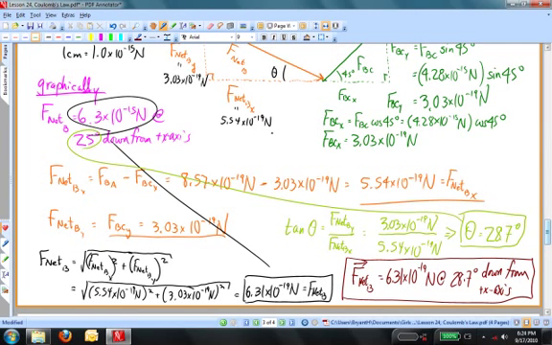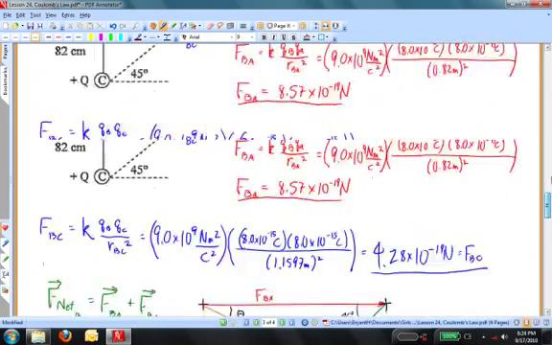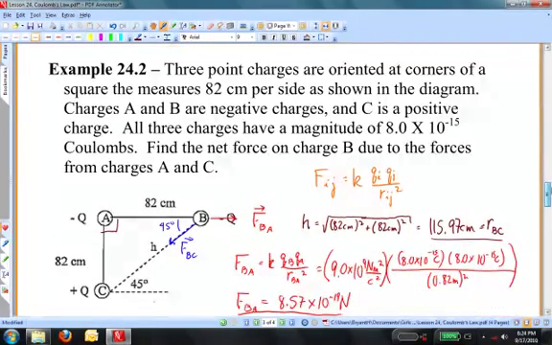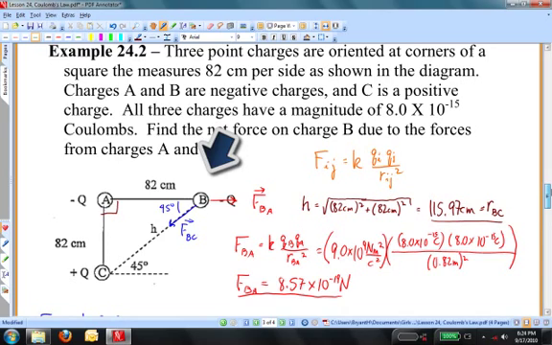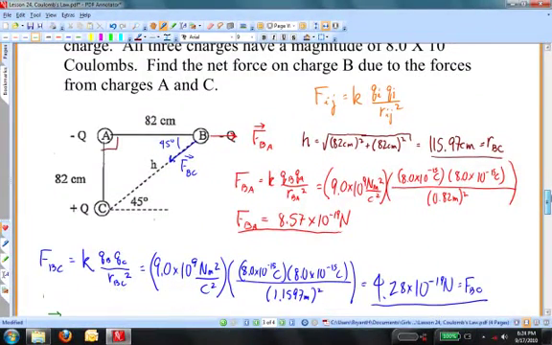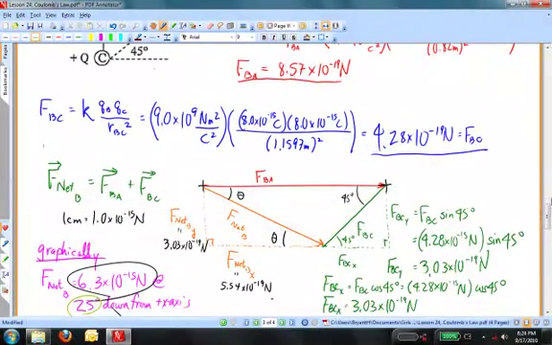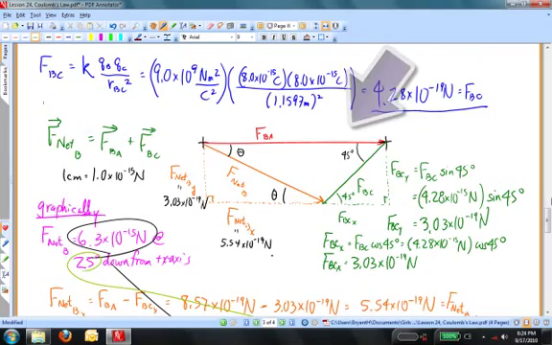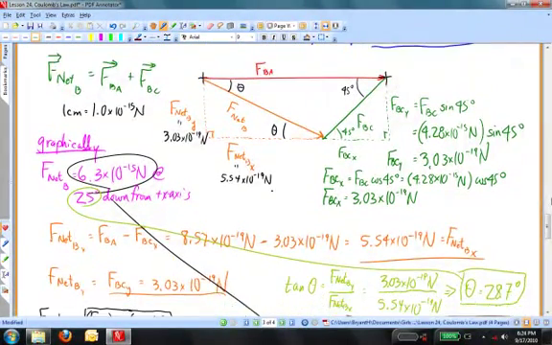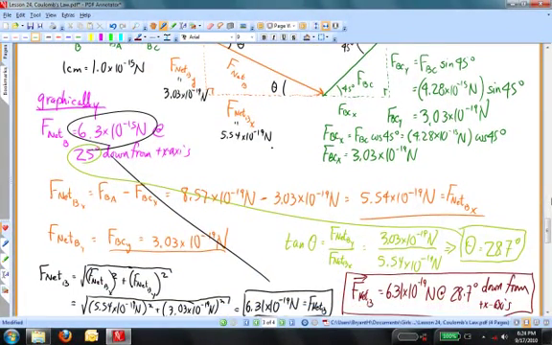Yes, you do. Let's review what we did here. We saw that we had a diagram in which we had three point charges. Forces were exerted. We figured out what the direction of the forces were. We used Coulomb's law to figure out the magnitude of the forces. Then we sketched a diagram and did a vector sum to figure out what the net force was. And finally we got what that net force was.